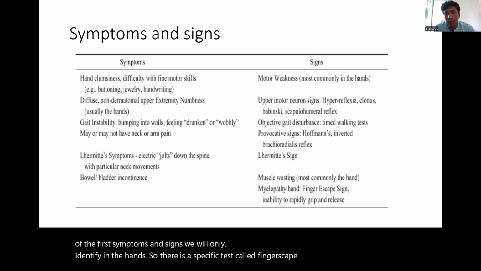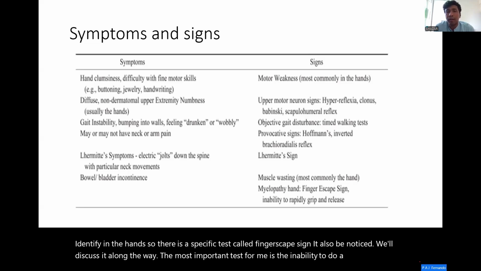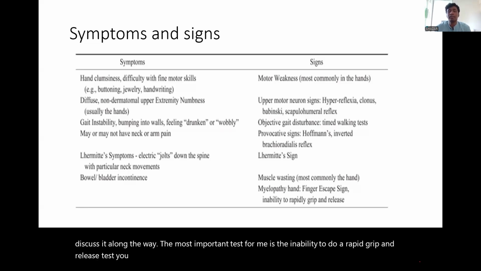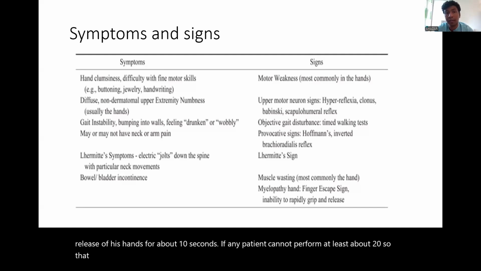It also be noticed. We'll discuss it along the way. The most important test for me is the inability to do a rapid grip and release test. So you can ask the patient to raise the arm upwards and do a rapid grip and release of his hands for about 10 seconds. If any patient cannot perform at least about 20, or they're sluggish in performing, it suggests that these patients are having early myelopathic features.